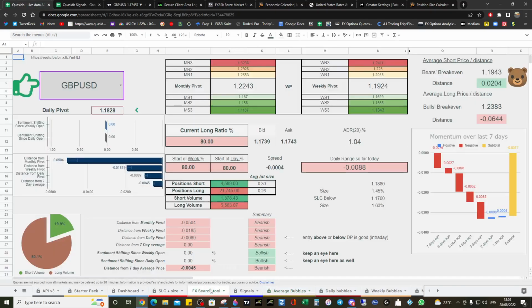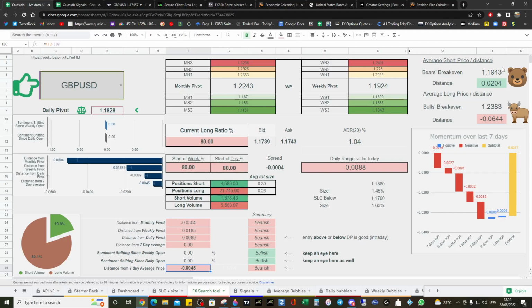Personally, just out of my preference, there was something that I spotted earlier, and everything's lining up for a sell. There's lots of red, that's bearish. We're below monthly pivot, we're below weekly pivot, we're below the daily pivot. We haven't got a 7-day average for some reason. Oh, there's the 7-day average. So we're below that. So it's quite technically bearish. Sentimentally, it's bearish as well.